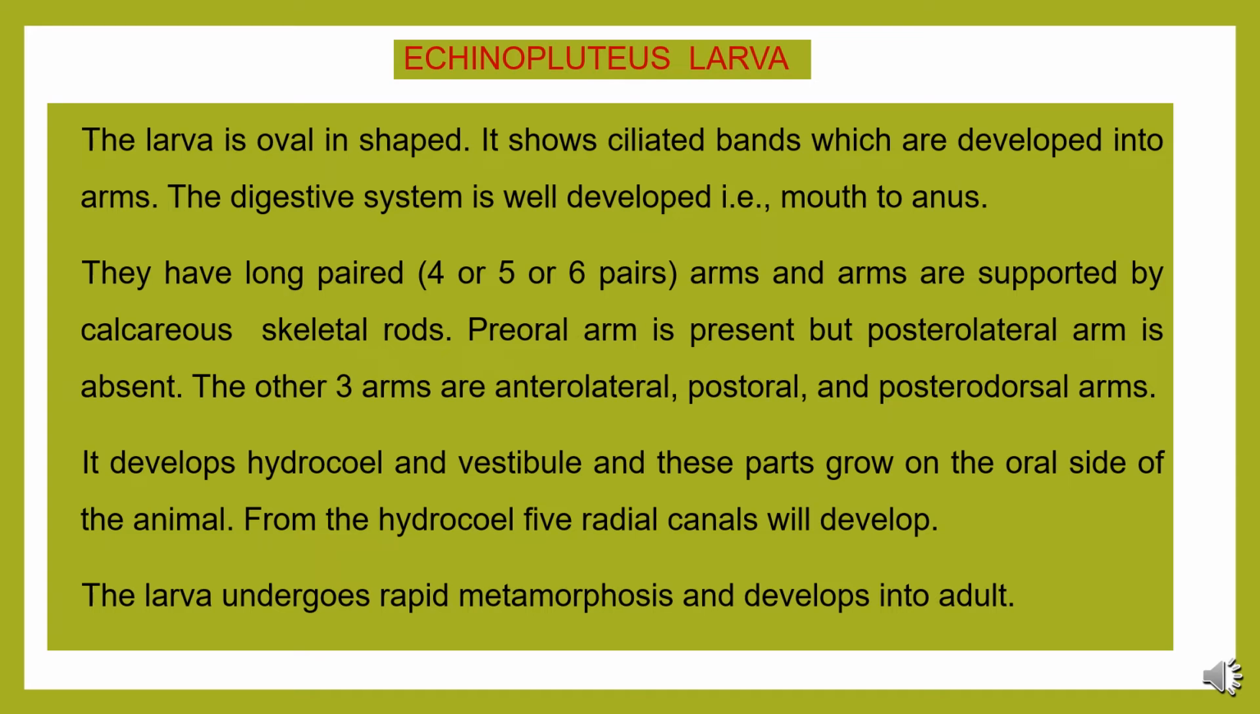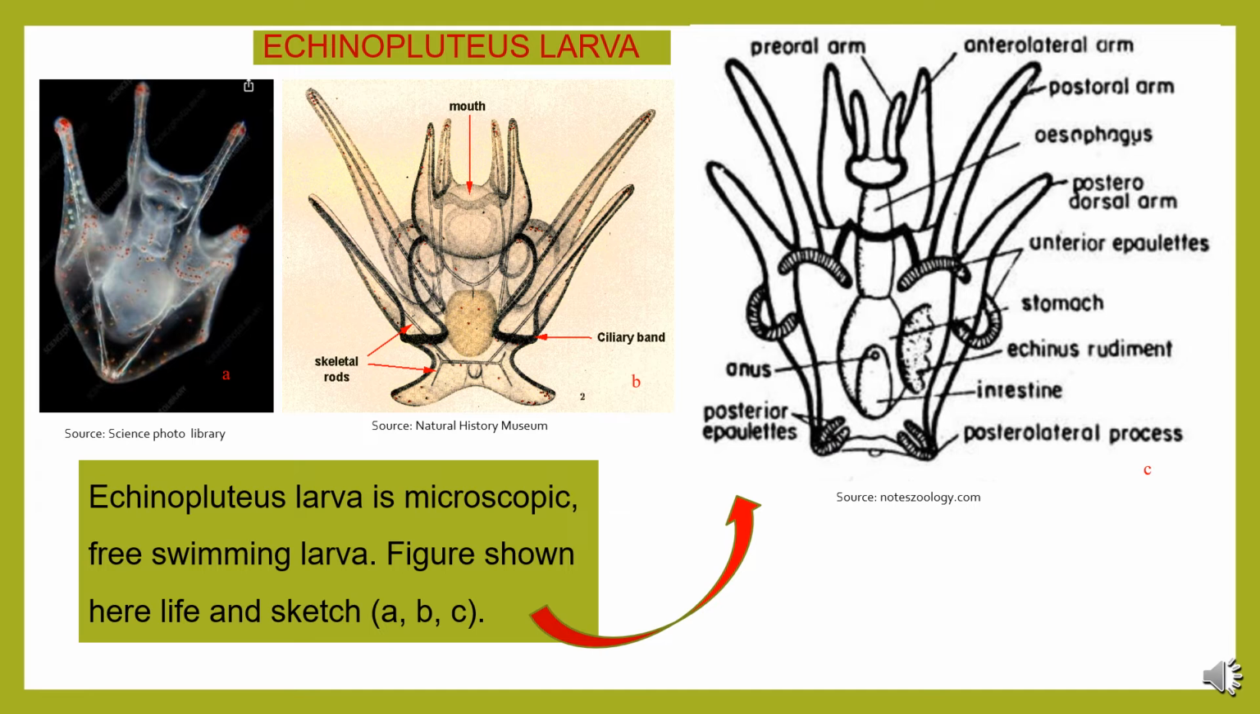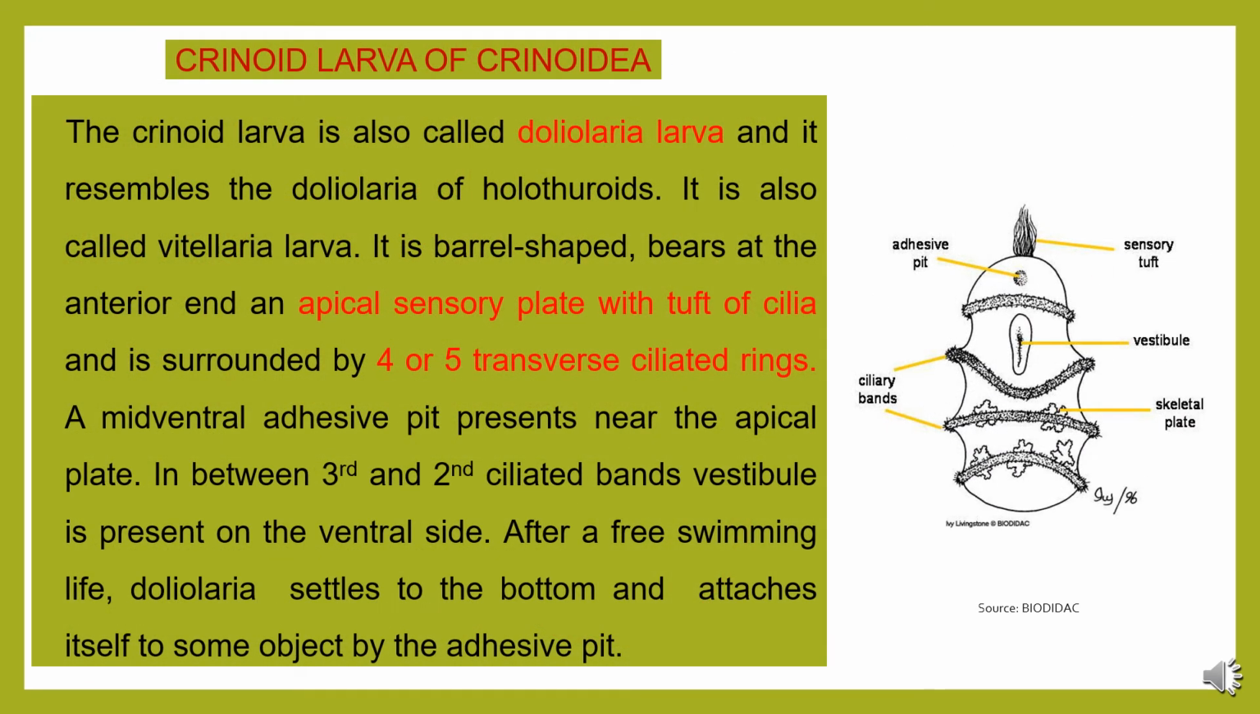It develops hydrocoel and vestibule, and these parts grow on the oral side of the animal. From the hydrocoel, 5 radial canals will develop. The larva undergoes rapid metamorphosis and develops into an adult. Echinopluteus larva is a microscopic, free-swimming larva, figure shown here, live and sketch of Echinopluteus larva. Let us discuss the crinoid larva of Crinoidea.